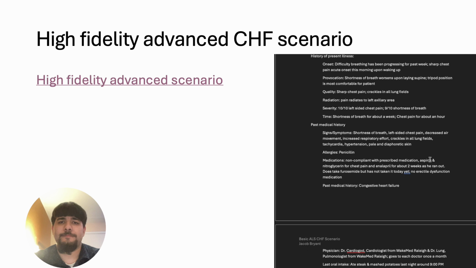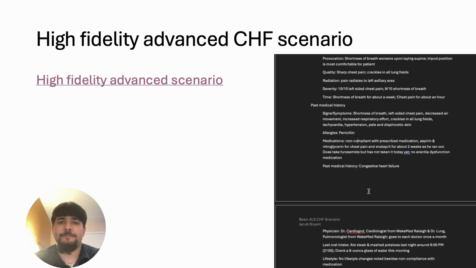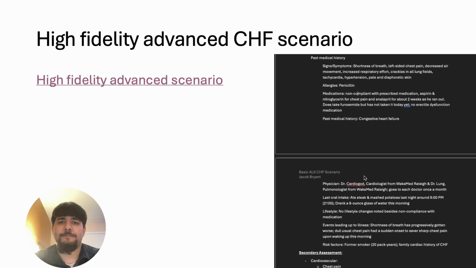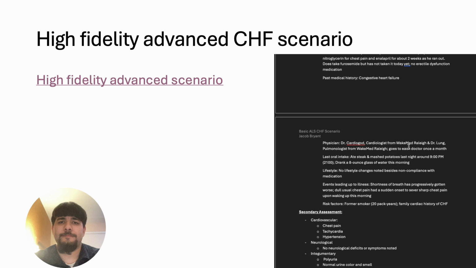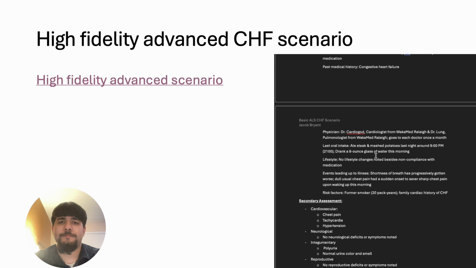Non-compliant with prescribed medications: aspirin, nitroglycerin for chest pain, and enalapril for about 2 weeks as he ran out. He does take furosemide, but he's not taking it today. No erectile dysfunction medications. Congestive heart failure is the only past medical history. He does go to a cardiologist and a pulmonologist at WakeMed Raleigh, Dr. Cardiogod and Dr. Lung. Goes to each doctor once a month. He ate last night. He did drink about 8 ounces of water this morning. No lifestyle changes besides non-compliance with medications.